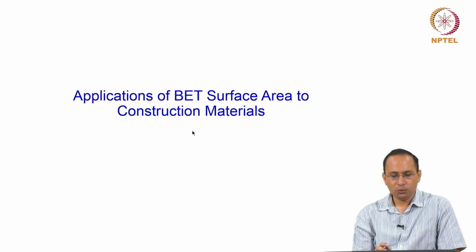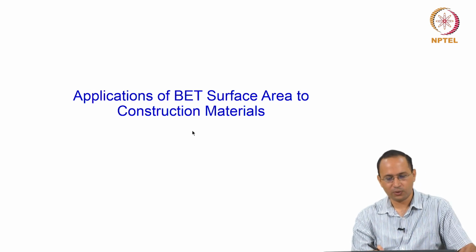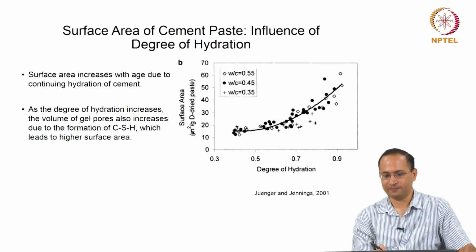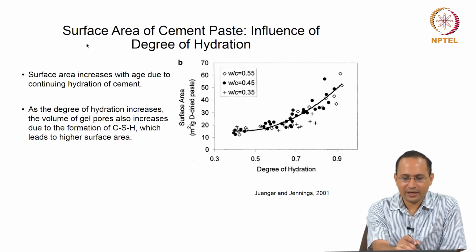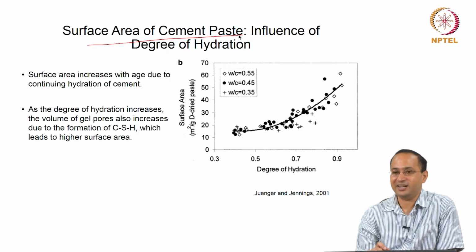Okay, now we will look into applications of this BET surface area to construction materials. We know that we can measure surface area using different techniques, but in this case we will look into the application of BET surface area, which is commonly used and gives you very close to true surface area. So, here you see the surface area of cement paste. How does it change? With hydration.